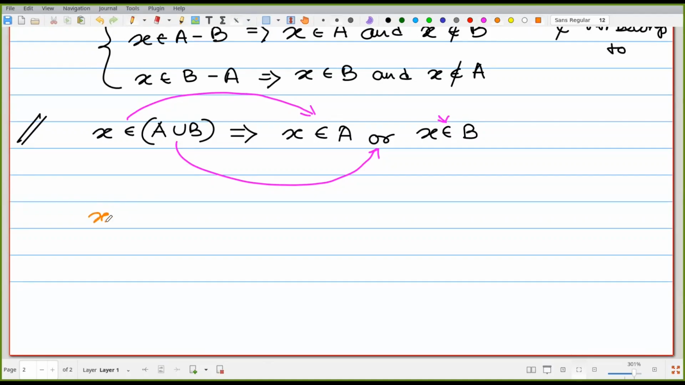I am writing X not belongs to A union B. Remember here, that means X not belongs to A. When that is belongs to, union means or. When that is not belongs to, union means and. Just opposite. X not belongs to B.